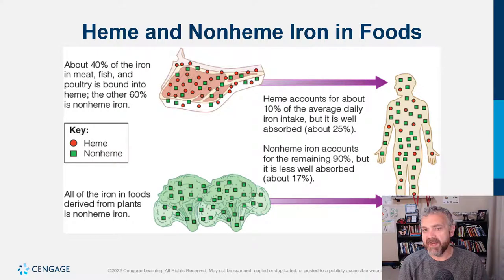So there is non-heme iron in animal products too. But notice that we're looking at meat, fish, and poultry. We're not talking about all animal products here. But all the iron in foods from plants is non-heme iron. So heme iron, you see here, is absorbed better.